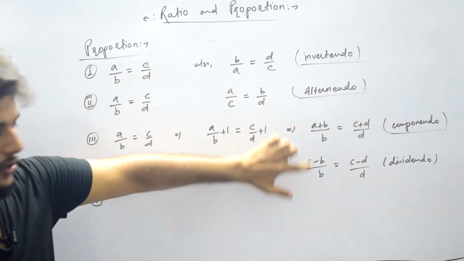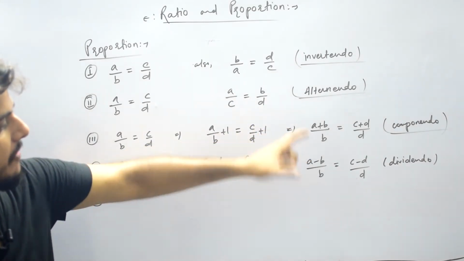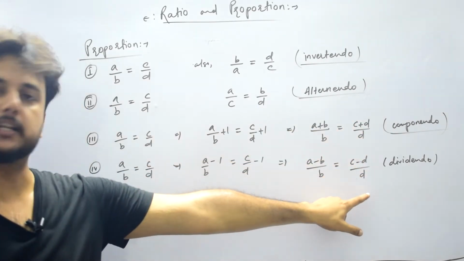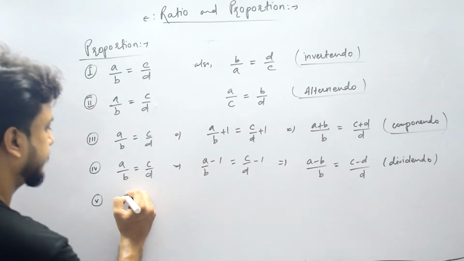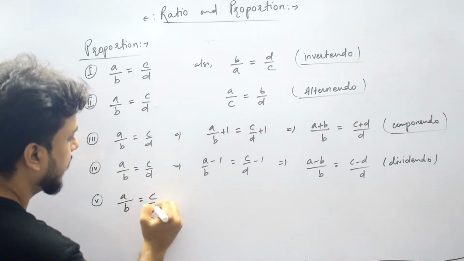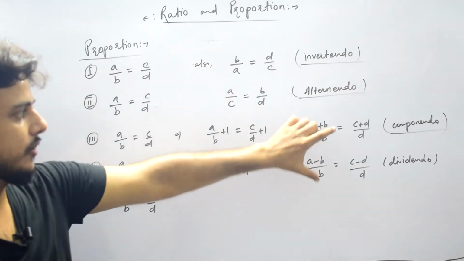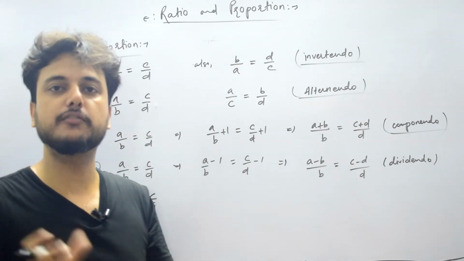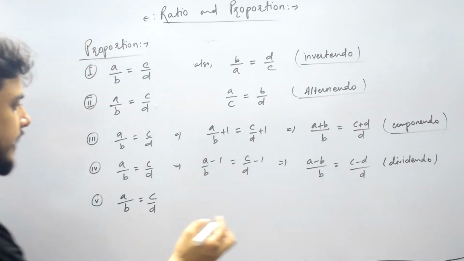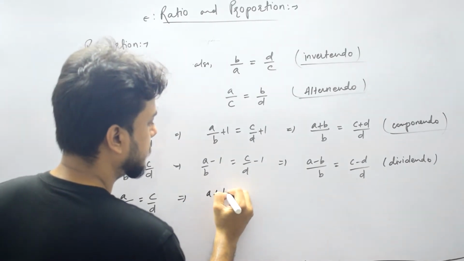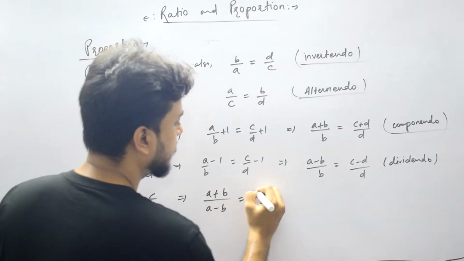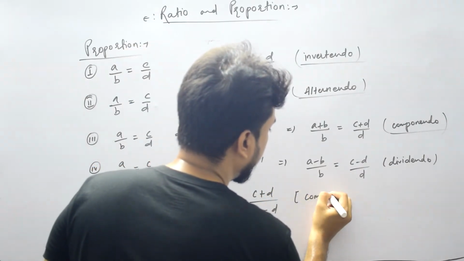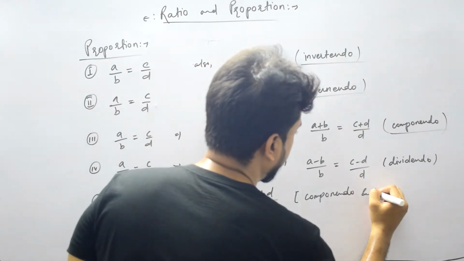Now in the fifth one, I will divide these two. If I divide these two, a plus b by b divided by a minus b by b is equal to c plus d by d divided by c minus d by d. So if a by b and c by d are given, and we use componendo and dividendo, the result becomes a plus b by a minus b is equal to c plus d by c minus d. Now this is known as componendo and dividendo.